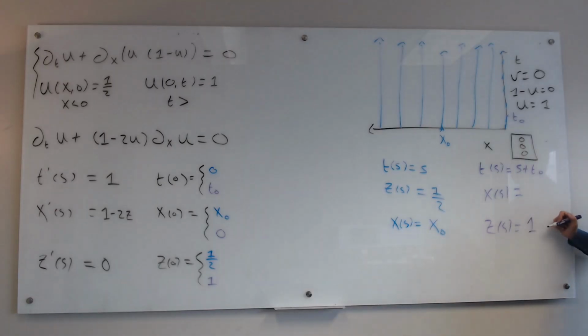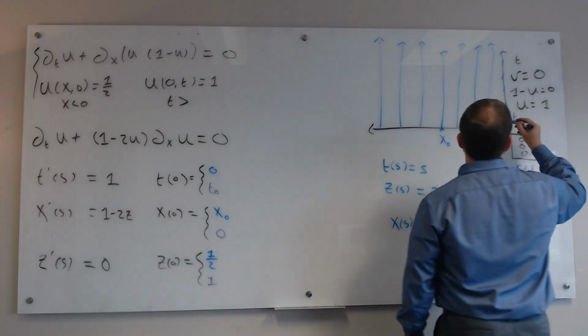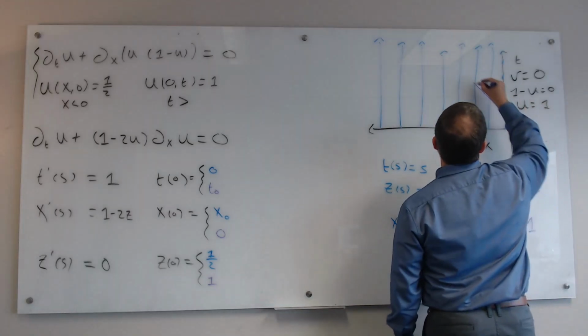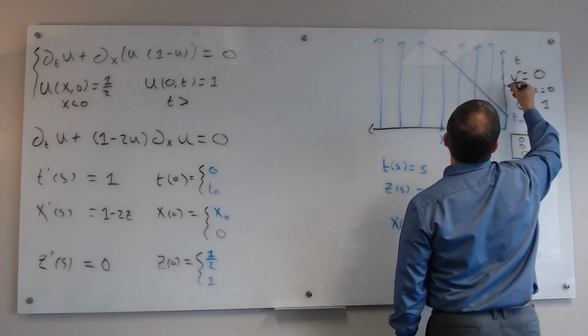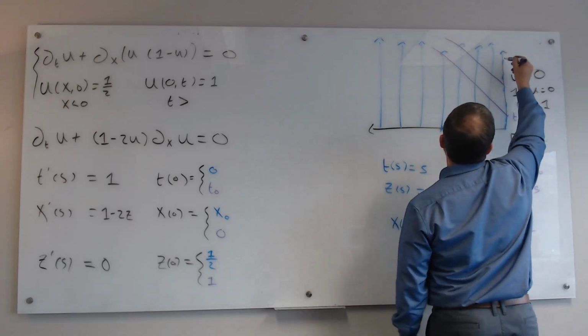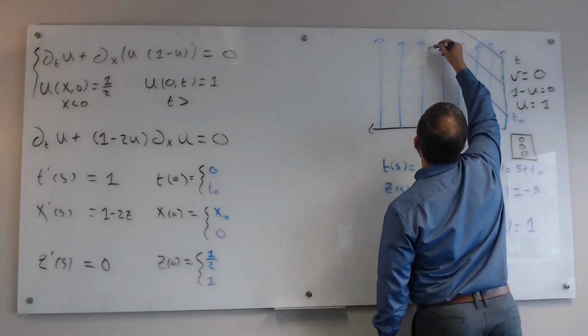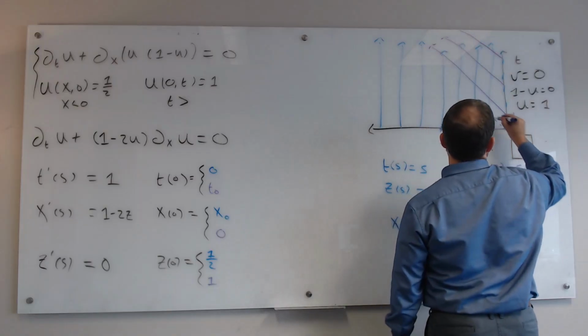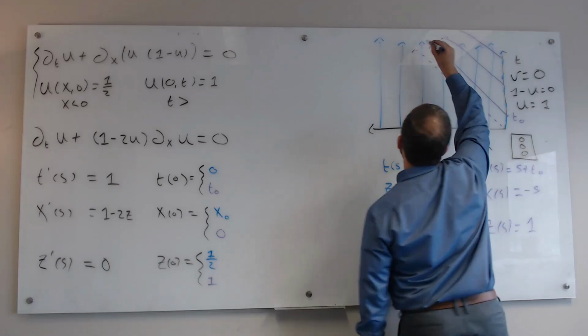This means x prime is 1 minus 2, so x prime is equal to minus 1. So this is just going to be minus s. So now the characteristics are going to be lines that emanate from the positive t-axis with a slope of minus 1. So stuff like this. And as usual, I will draw the boundary characteristic here with a dashed line.